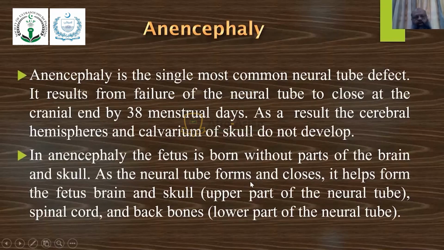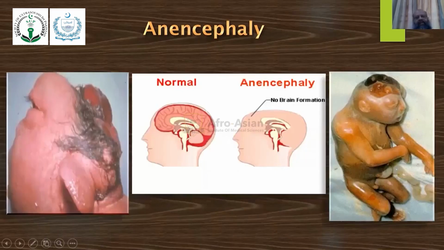As the neural tube forms and closes, it helps form the fetus's brain and skull, the upper part of the neural tube, and the spinal cord and backbones, the lower part of the neural tube. This is the normal brain hemispheres, and then the skull bone, whereas here there is no brain formation. This is how the newborn will look. This is another one.